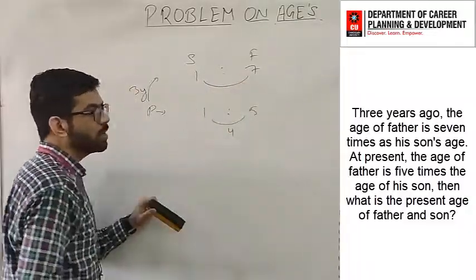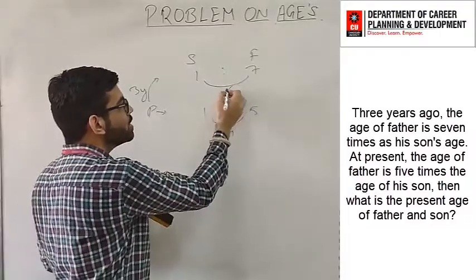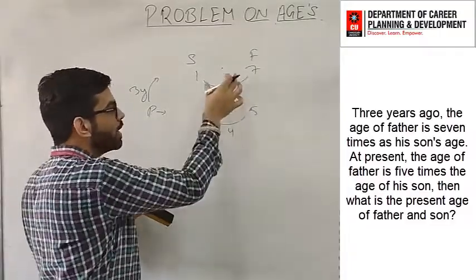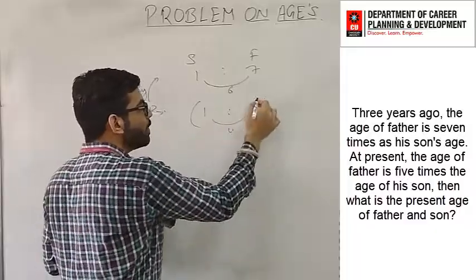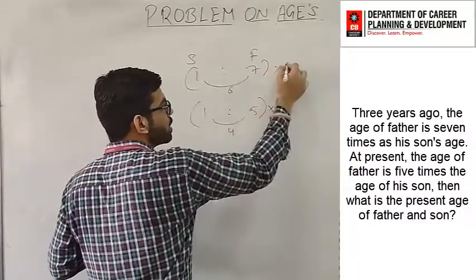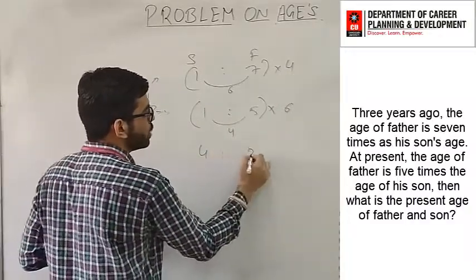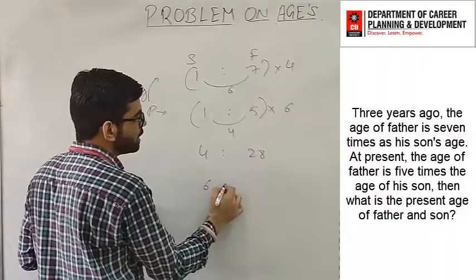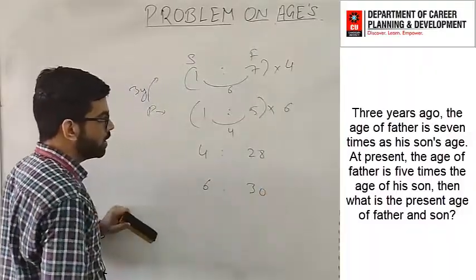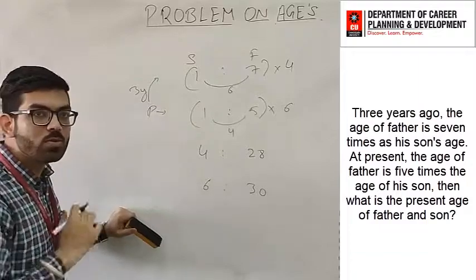In terms of this one, 7 minus 1, the difference is 6. So we have to make this difference the same. If we are making this difference the same, we have to multiply this whole number by 6 and this whole number by 4. So the new ratio comes out to be 4:28, 6:30. Now as you can see, the difference between these two numbers is the same. Let's do the next part.